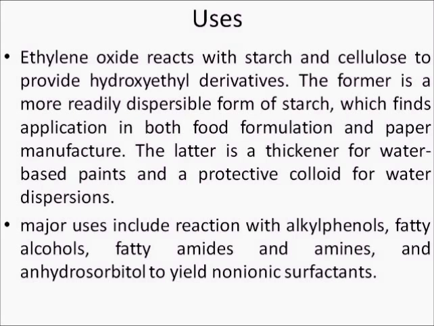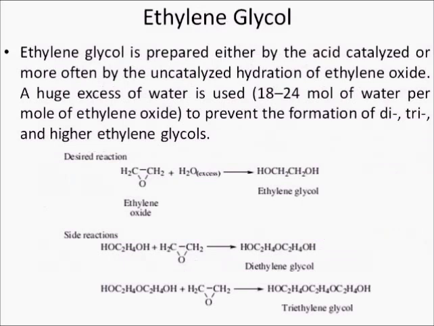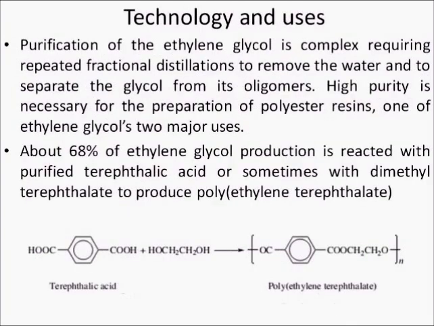Other major uses of ethylene oxide include reactions with alkyl phenols, fatty alcohols, amides, and amines to yield non-ionic surfactants. Ethylene glycol. How is it prepared? It is prepared by hydration of ethylene oxide, where excess water is used to prevent the formation of higher ethylene glycols. Purification of ethylene glycol is done by repeated fractional distillations to separate the glycol from its oligomers.